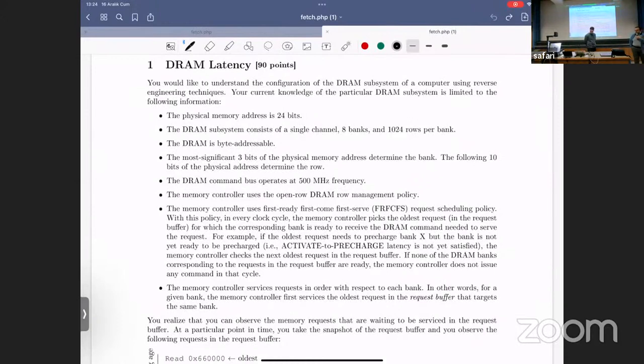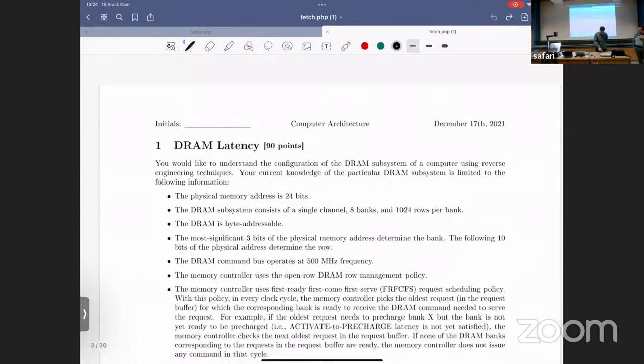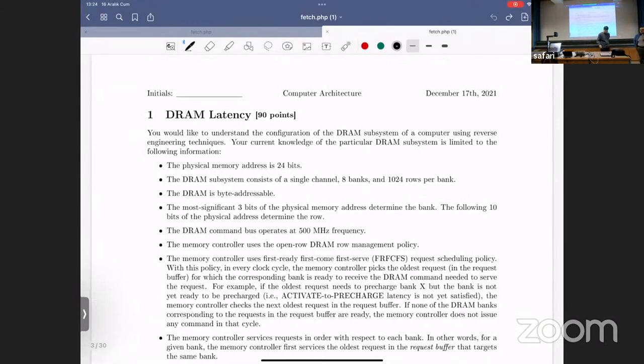The first presenter is Atoberg. He's going to solve a question about DRAM latency, which was from last year's exam. Feel free to start.